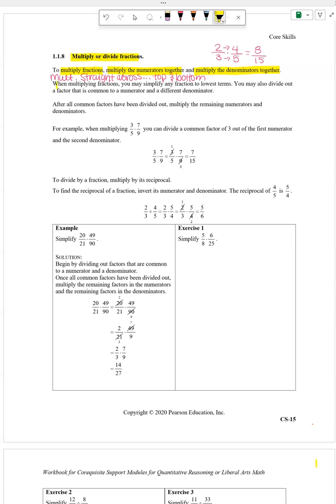Okay, so when multiplying fractions, you may simplify any fractions to the lowest terms. You may also divide out a factor that is common to the numerator and a different denominator. Okay? After all common factors have been divided out, multiply the remaining numerator and denominator. So let's look at this example. We have 3/5 multiplied by 7/9.